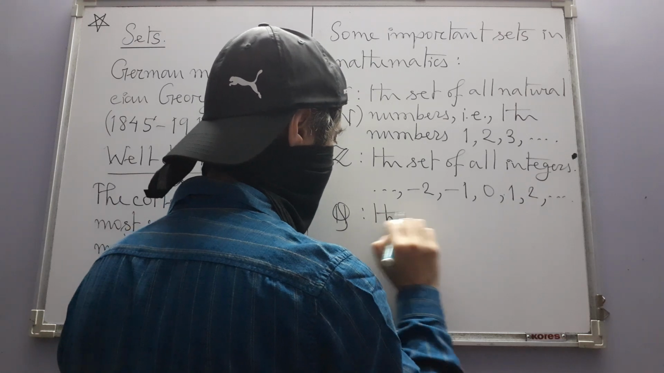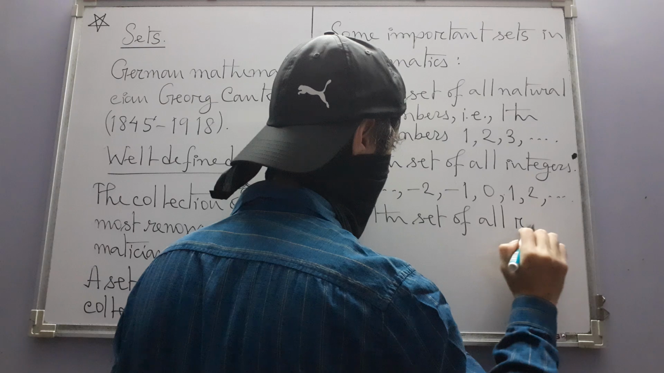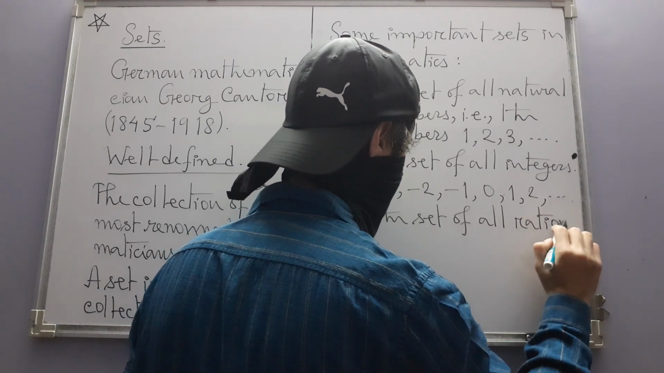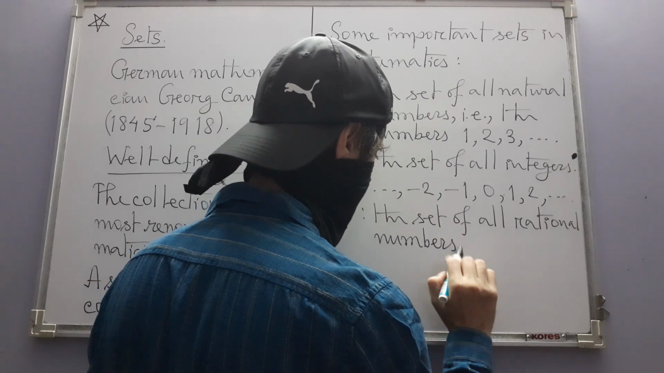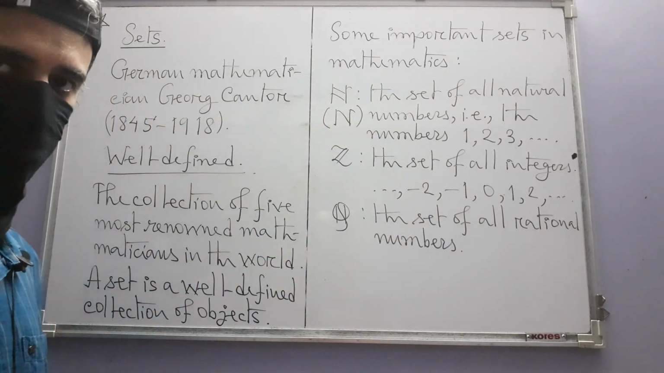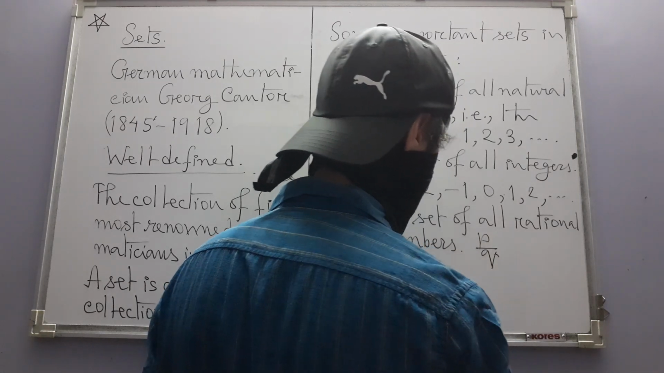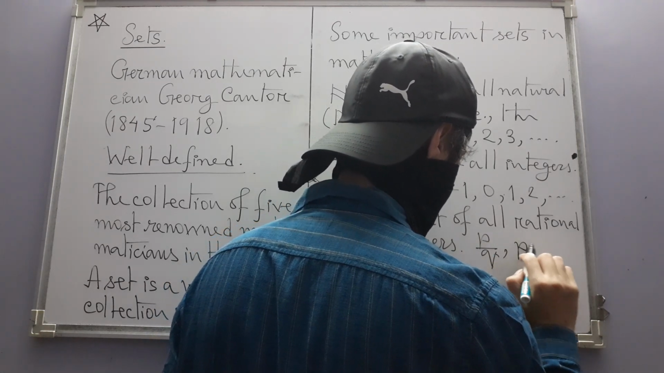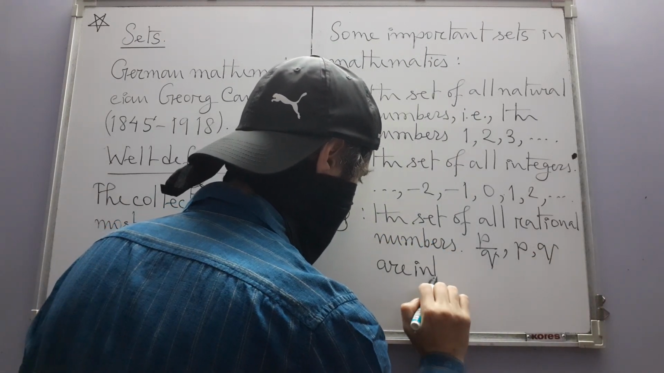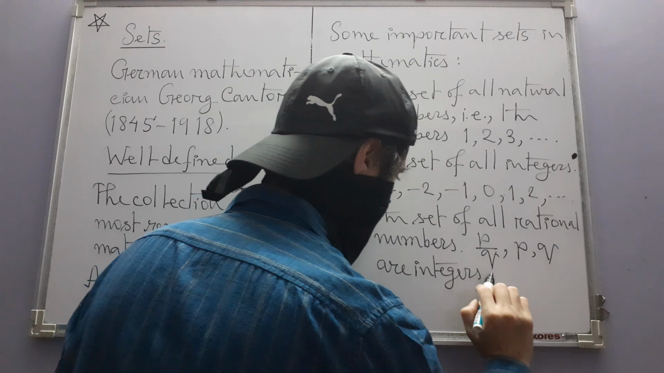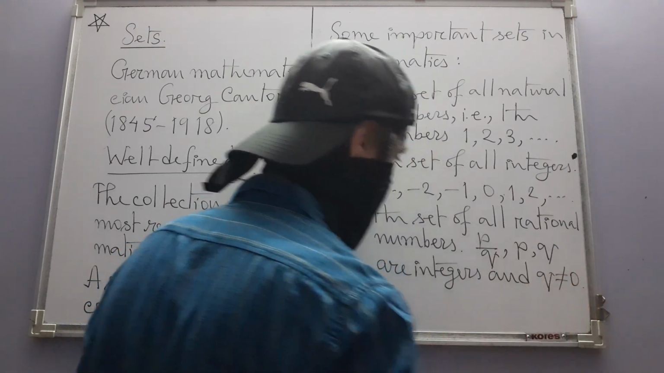Q is the set of all rational numbers. And you also know what rational numbers are. They are numbers of the form P over Q, where P and Q are integers and Q is not equal to 0.